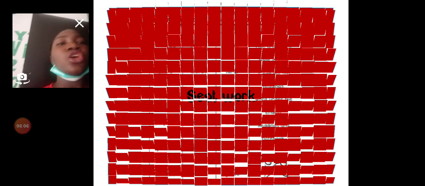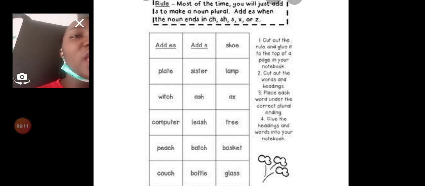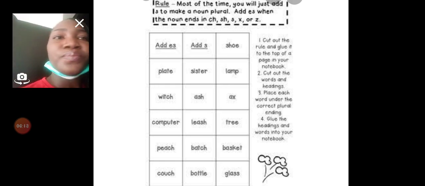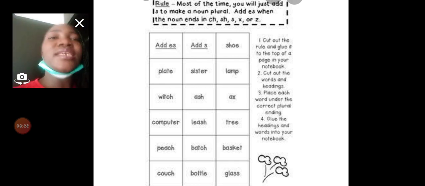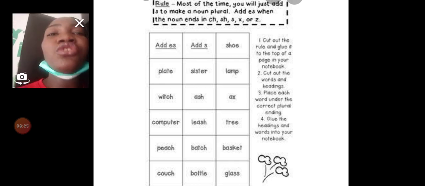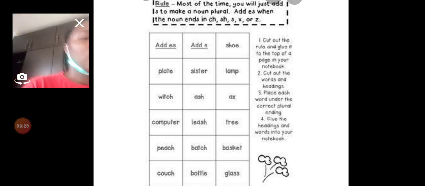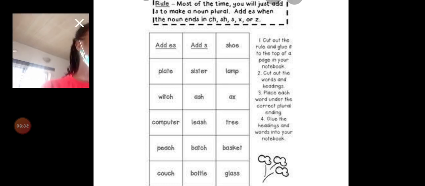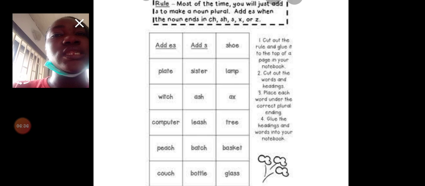Do you understand? And here is your seat work. You are going to add es to words that end with ch, sh, s, x, or z. You add es to these words. But before you do that, you are going to differentiate them. What will you do if you want to differentiate them? This is what you will do. You do like this in your exercise book.